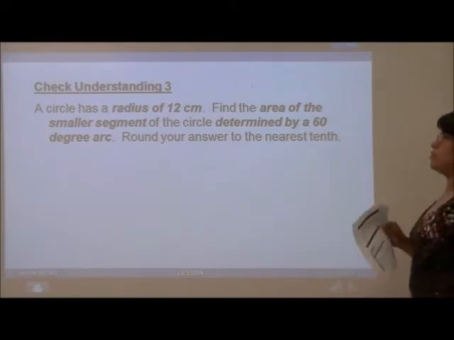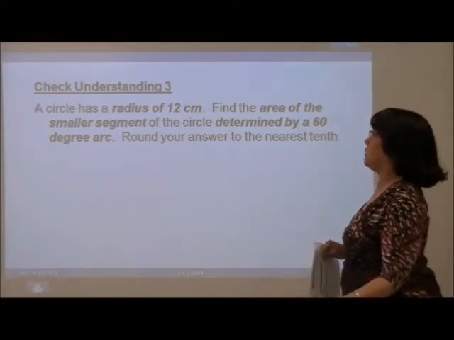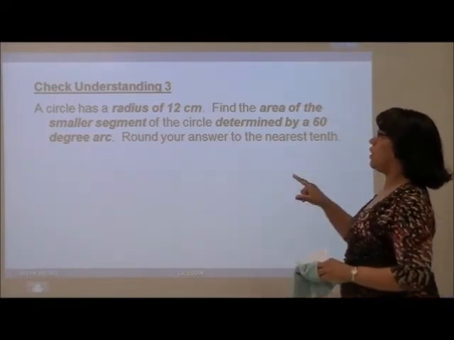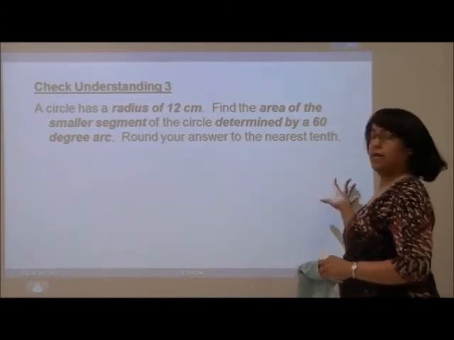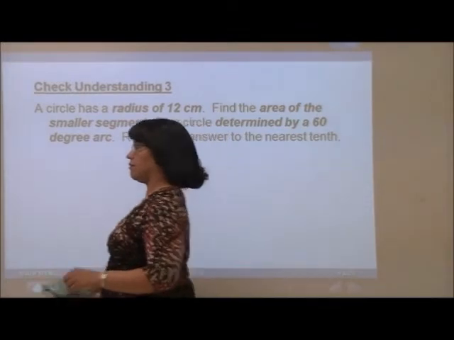So now you have a circle that has a radius of 12 centimeters. Find the area of the smaller segment of the circle determined by a 60-degree arc. Round your answer to the nearest tenth.